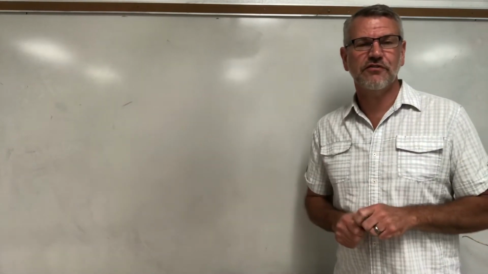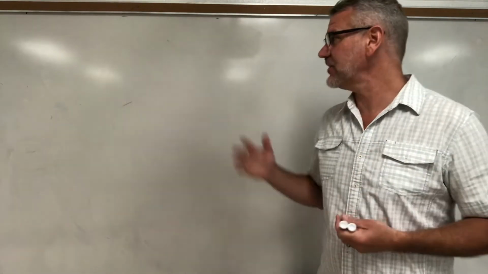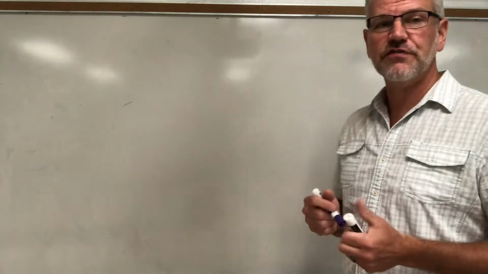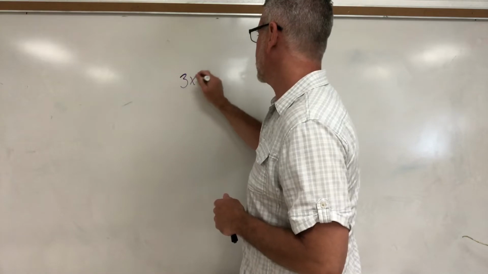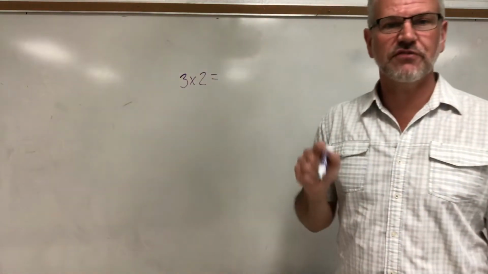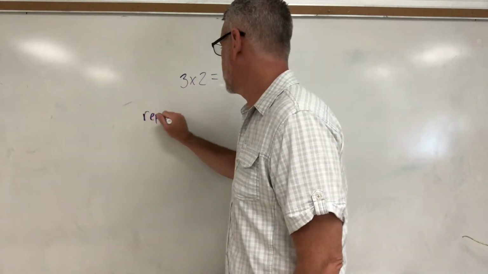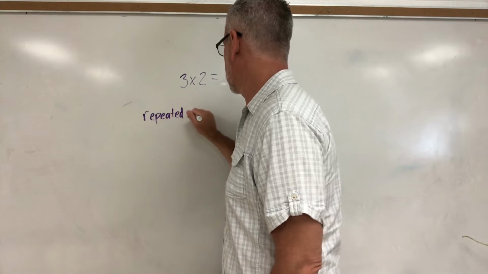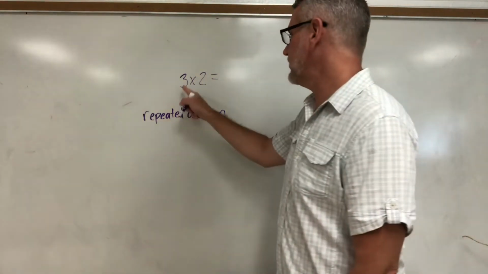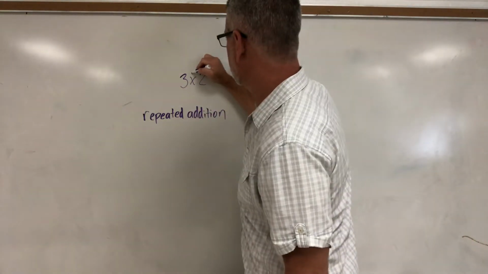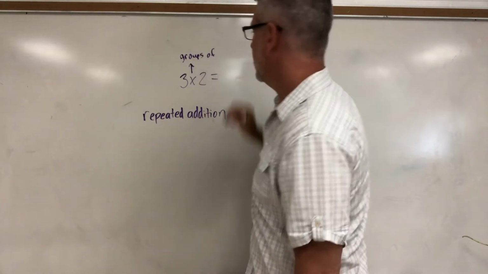Okay, so we've made it through our first topic, looking at introducing multiplication and division. So let's just take a quick review. First of all, multiplication. If we had a problem like 3 times 2, we've learned some different ways we can solve this. We can use repeated addition. And to use repeated addition, remember this is the same as groups of. I'm going to put a little arrow up so you remember that little X just means groups of.